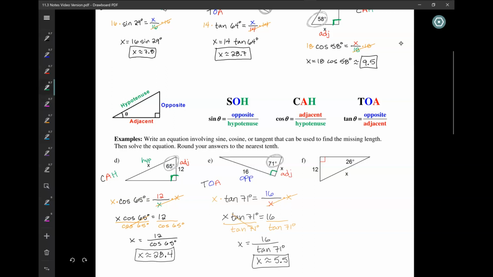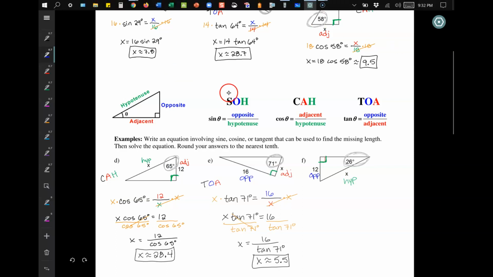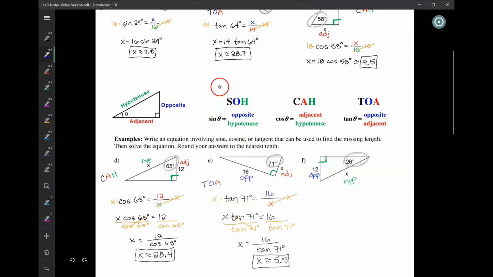All right, this one, here's your right angle. So across from the right angle is the hypotenuse. That's the x in this problem. And the angle we're focused on is the 26 degrees. The 12 is across from 26 degrees, so that's opposite. Opposite divided by hypotenuse would be sine. So, opposite over hypotenuse. Sine is opposite over hypotenuse.